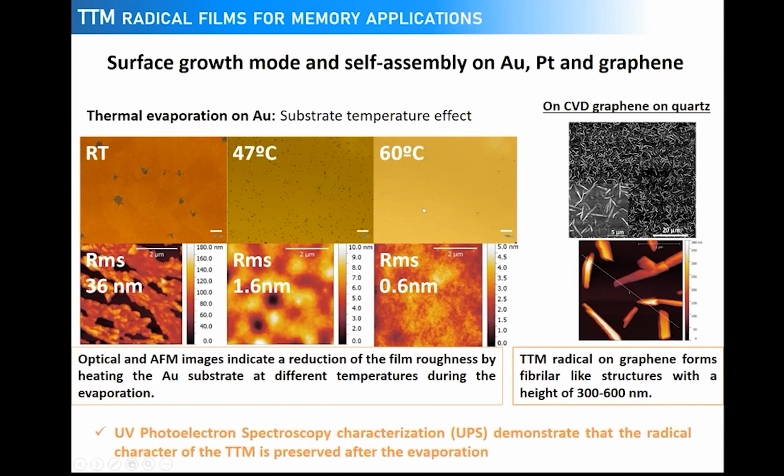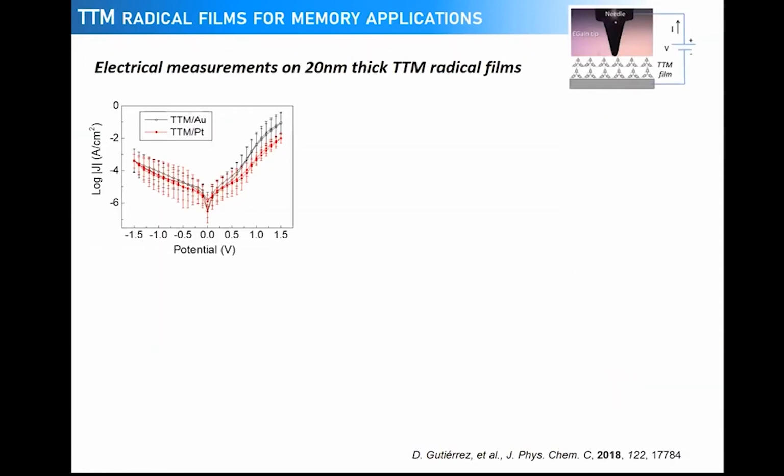So we sandwiched this. Just to mention that we did the UPS of these films to corroborate that the radical character was maintained after the evaporation, and it was, so we confirmed that. So we embedded this TTM radical film between the gold or platinum and our liquid metal top electrode. This is the IV curve that we recorded. Comparing the gold and platinum, they are quite similar. Sorry, I didn't mention that it's a 20 nanometer thick film.